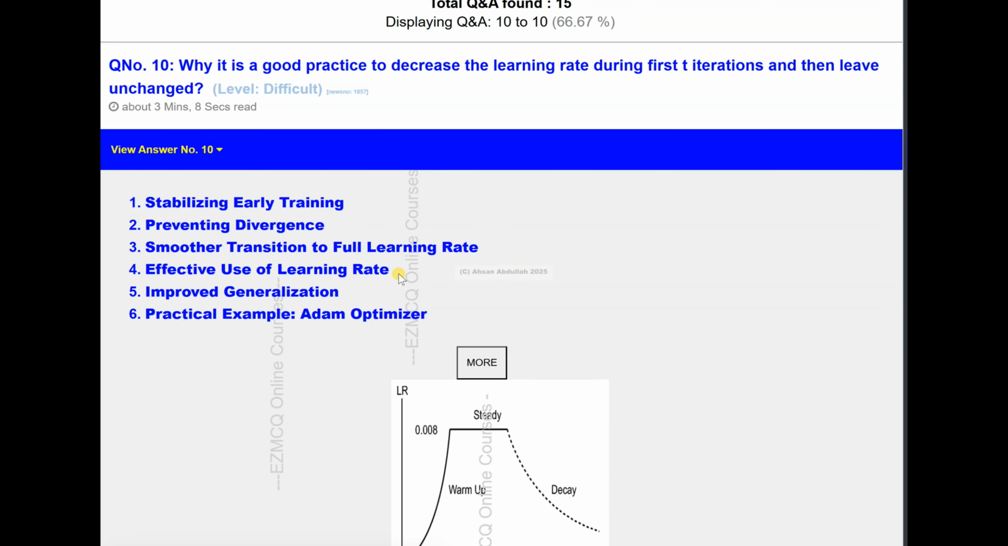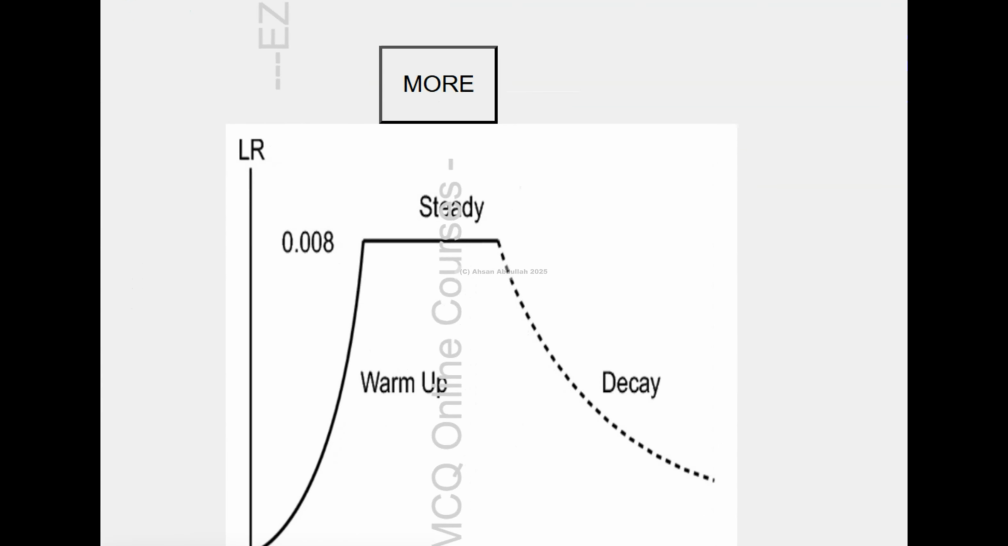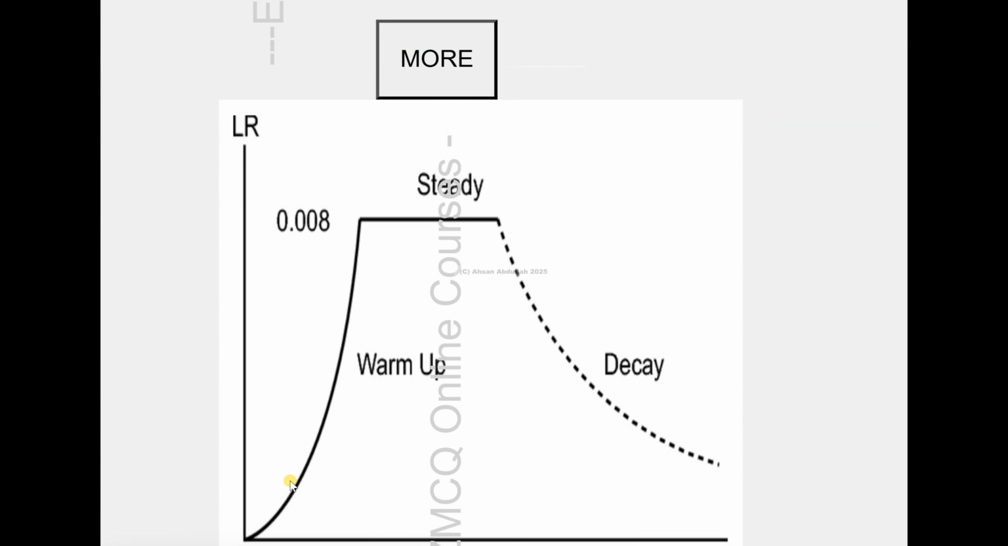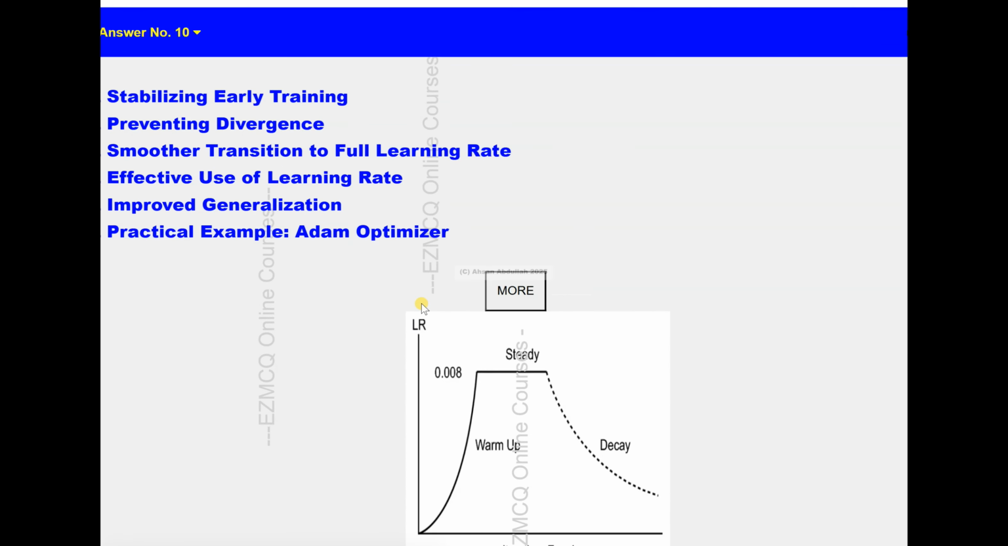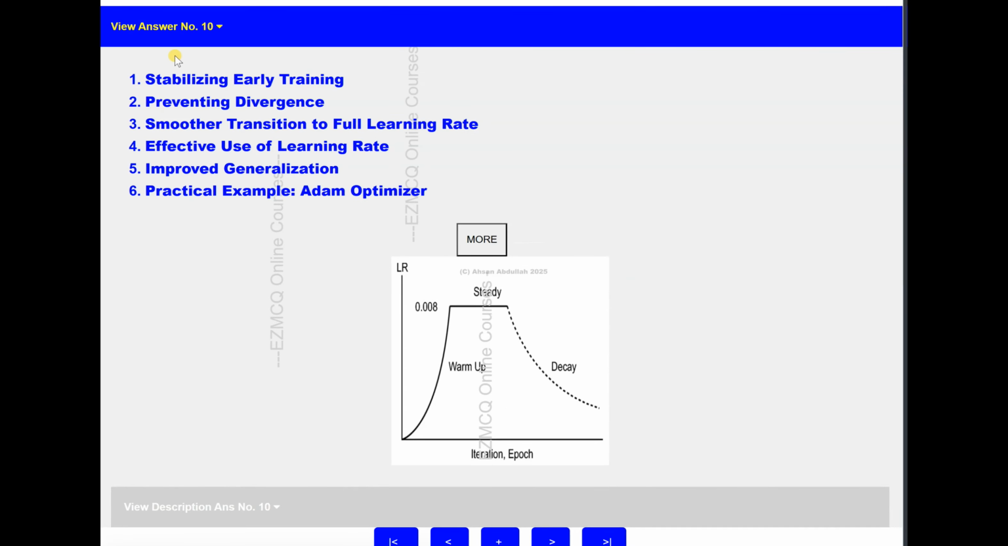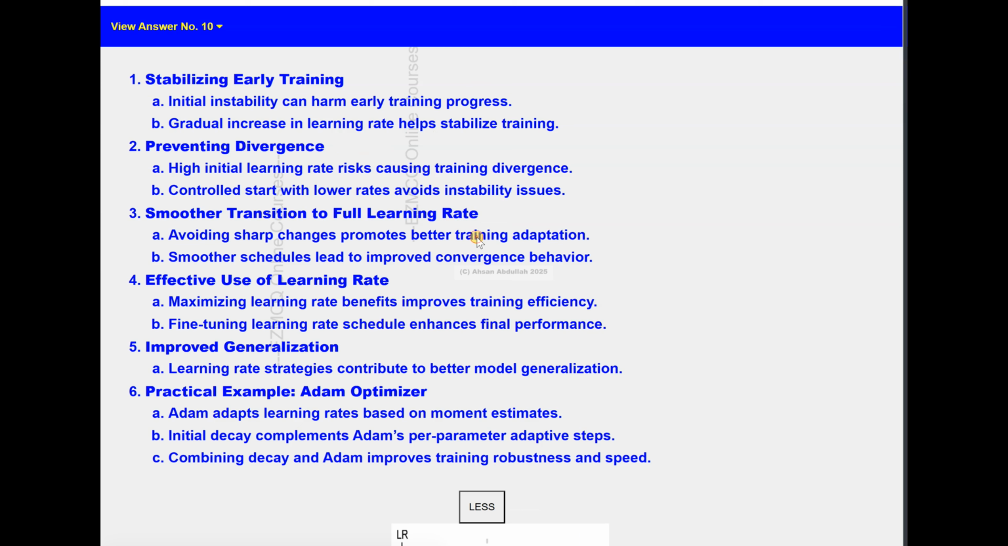If you look at this diagram in detail, the learning rate is increasing, and then it stays steady, and then it decays. Here the epochs are the iterations. So what do we get out of it? The early stage is stable, because if the learning rate is high, we know it results in oscillations and missing even the local minima. And it has other advantages also.